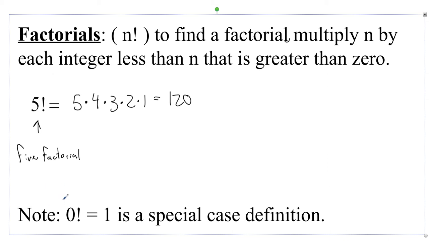Just as a special note, 0 factorial is a special case, because, again, we define our factorials by greater than 0. So 0 factorial is a special case. We just have a definition for it. 0 factorial is 1, and we're going to need that for some calculations, not in this section, but later on.